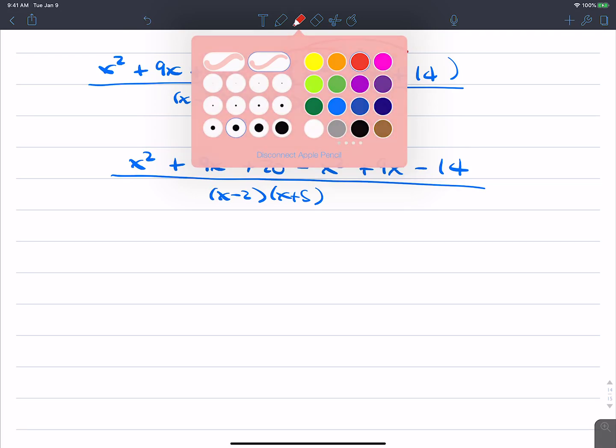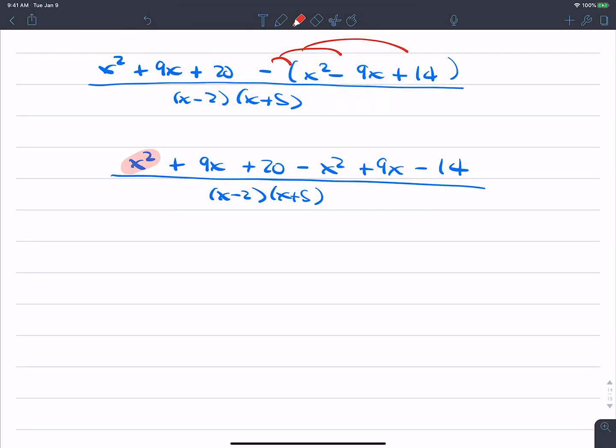So by looking at these terms now, x squared minus x squared are gone. They cancel. We're going to combine like terms. However, 9x plus 9x will give you 18x. Positive 20 minus 14 gives you plus 6. This is all over x minus 2 times x plus 5.